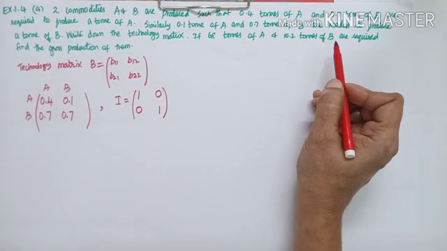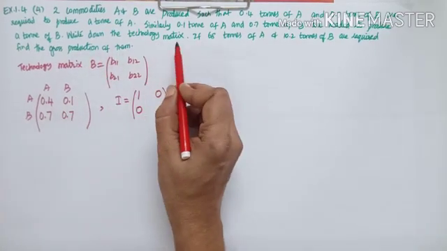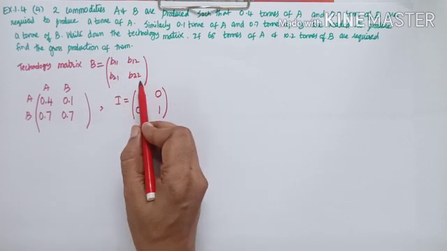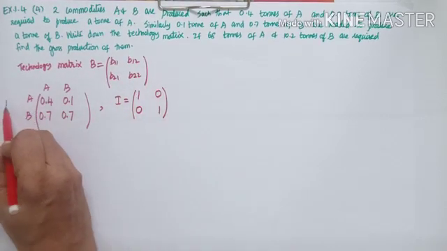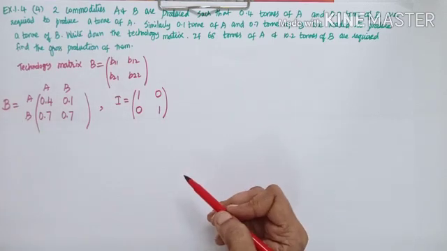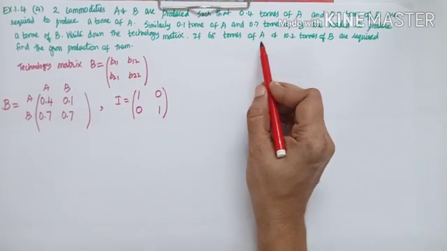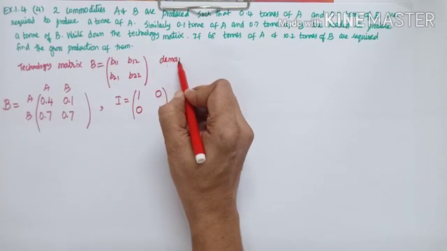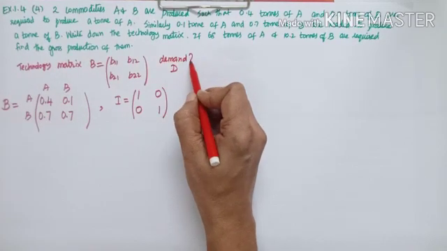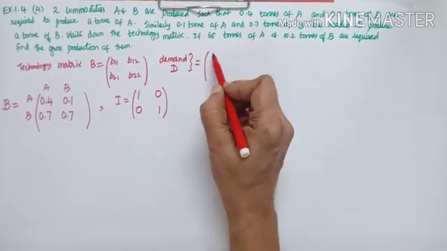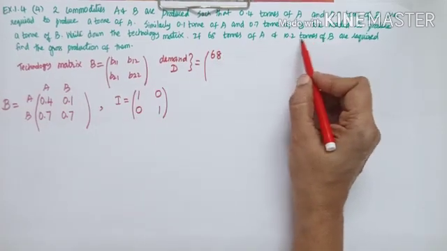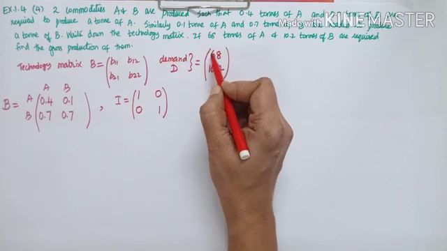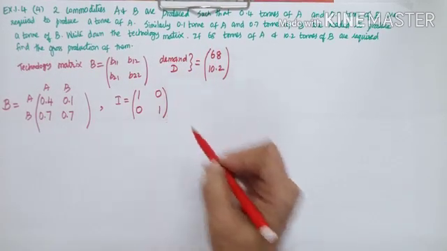Now what is asked in the question? Write down the technology matrix. The technology matrix is B11, B12, B21, B22, which we have written here. The next step. If 68 tons of A and 10.2 tons of B, so this I call demand. The demand matrix D equals to, what is given for A? It is 68. And what is given for B? It is 10.2. A, B. So as we write, this we call demand matrix.